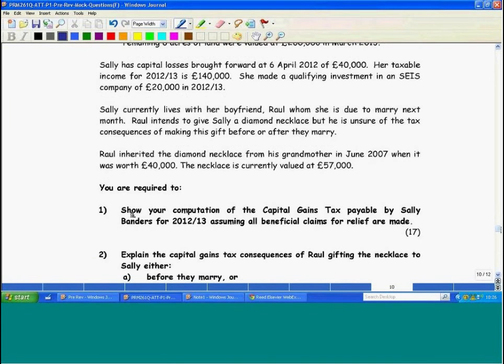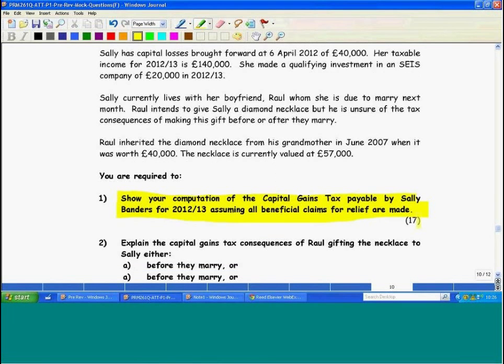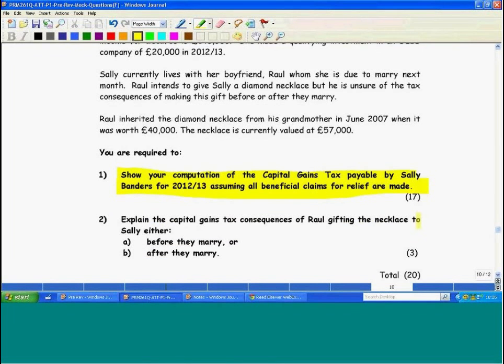So for 17 marks, we're told to show your computation for capital gains tax payable, assuming all beneficial claims for relief are made. Now, the second part of the question explains the capital gains consequences of Rao gifting the necklace to Sally before they marry or after they marry. So a nice 3-mark question, purely to do with the rules in terms of once you're married, what type of transfers do you have, and how would that be affected if you gifted before you marry. So let's start with this 17 marks first.